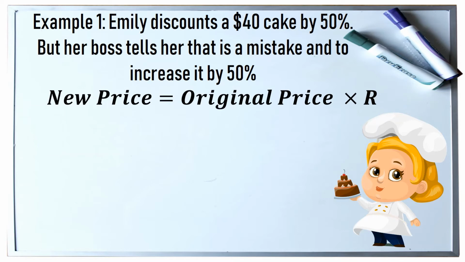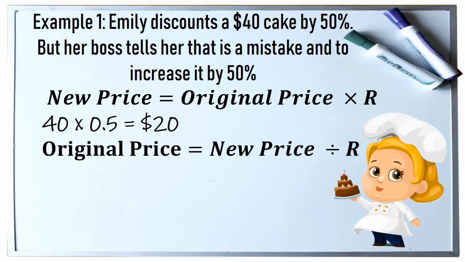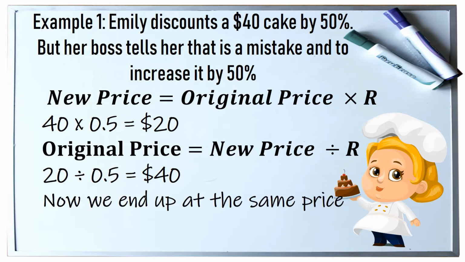We got the new price is equal to the original price times R, which gives us $20. So we had that right in our earlier example. But to get back to the original price, we take the new price divided by R. 20 divided by 0.5 gives us $40. So now we've ended up back at the same price. So we know that this is the correct method.